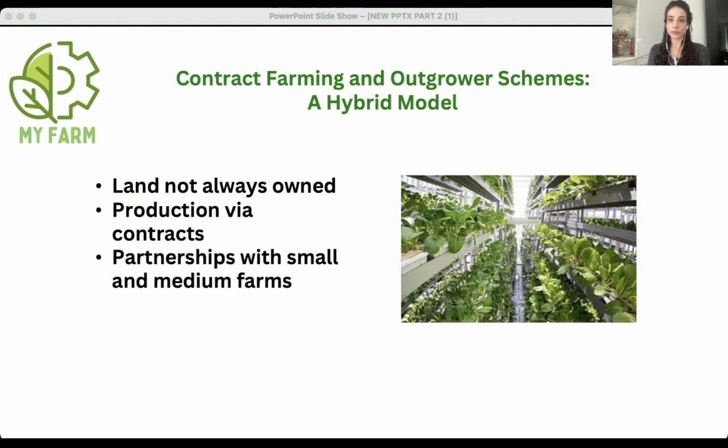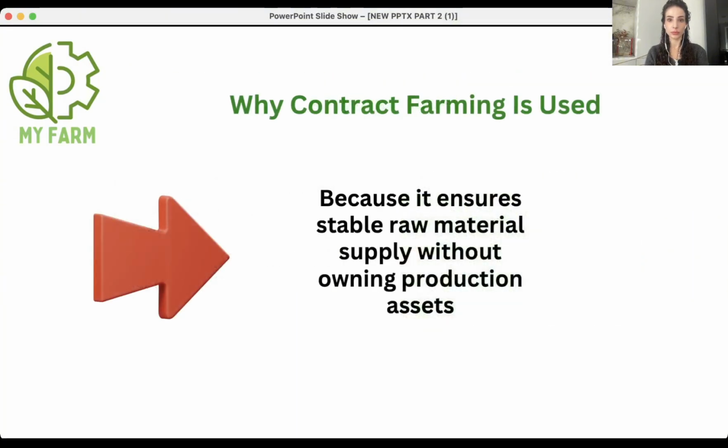So, if we look at the hybrid model, we can see that large-scale agribusinesses don't always manage production through direct land ownership. In many cases, they extend their value chains through contract farming or outgrower schemes. These form structured partnerships with small and medium-sized producers. These models enable companies to secure a steady supply of raw materials without needing to own or operate all production infrastructure themselves.